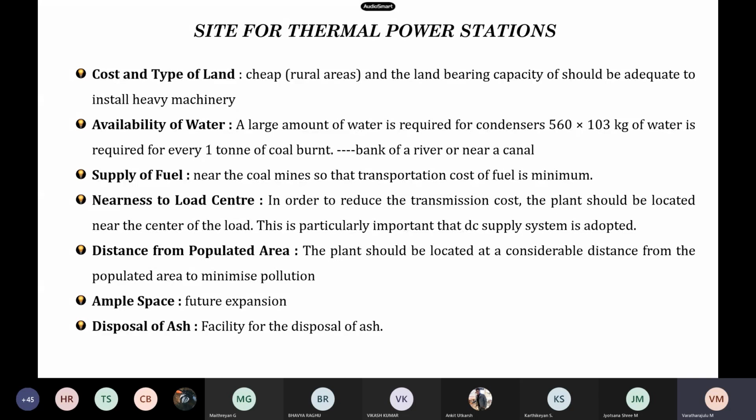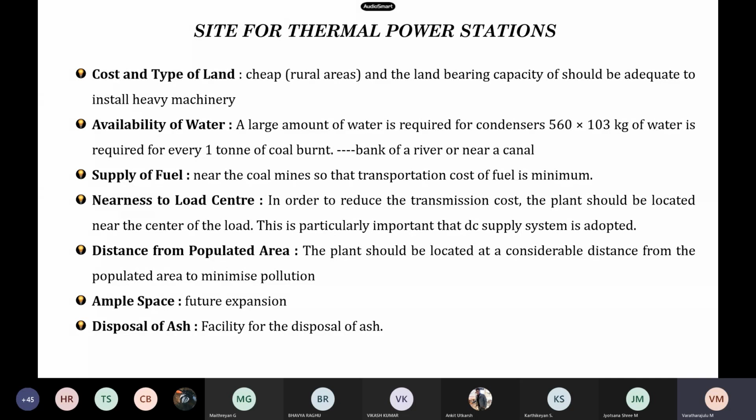The availability of water: we need to provide water for condensing, and around 516 to 103 kgs of water is required for every 1 ton of coal burnt, and therefore the plant has to be erected near the bank of a river, or it might be a reservoir. And the supply of fuel: the site should be near the coal mines, so that the transportation cost of the fuel is minimized, and near the load center, to minimize the transmission cost.